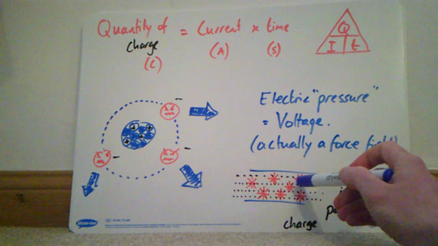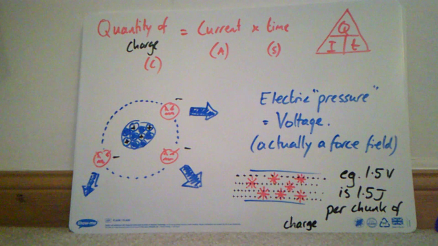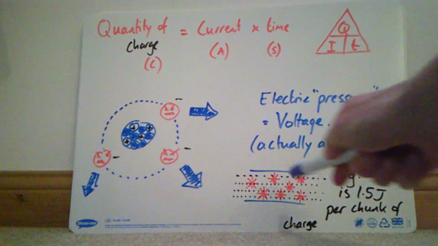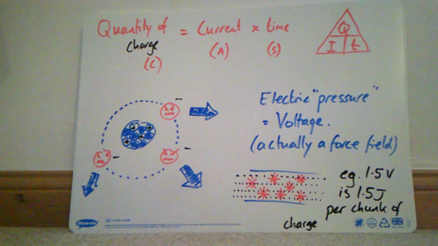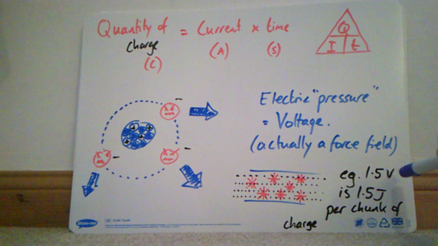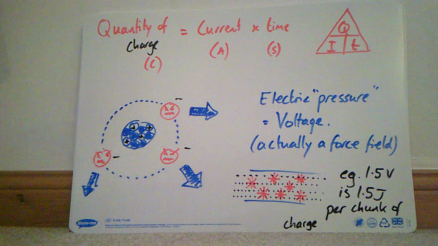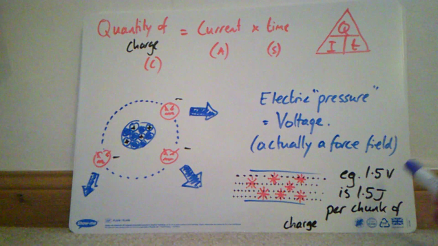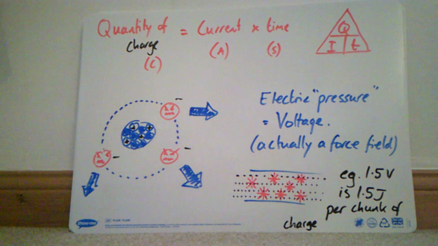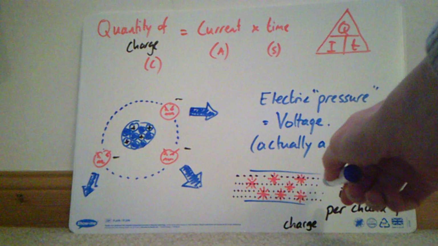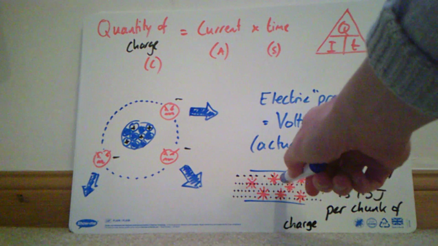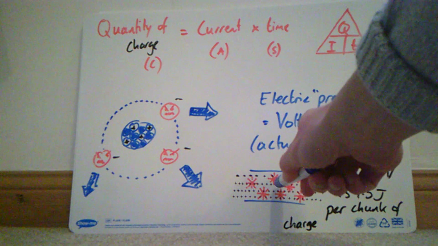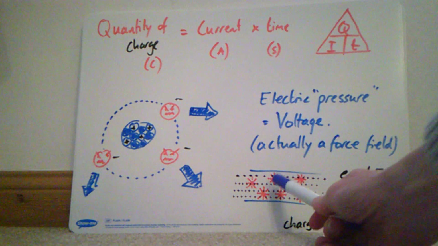So here are the electric force fields around the electrons, but if you have a much bigger overall external electric force field, which I've done in black, then the individual electric force fields of the electrons respond to that, and can get pulled along by that. So, for example, a 1.5 volt battery gives each chunk of charge 1.5 joules of movement energy. So the overall electric force field drags along the particles, which are the electrons, which are at the middle of those individual electric force fields.